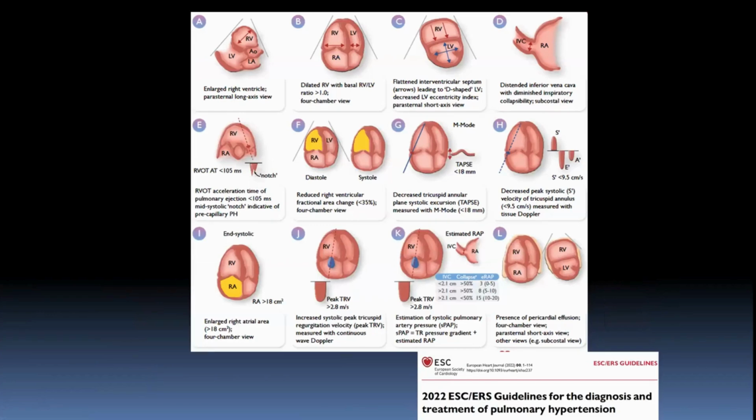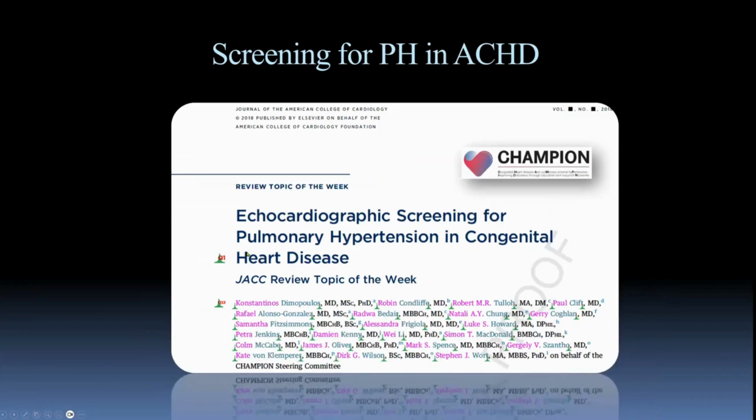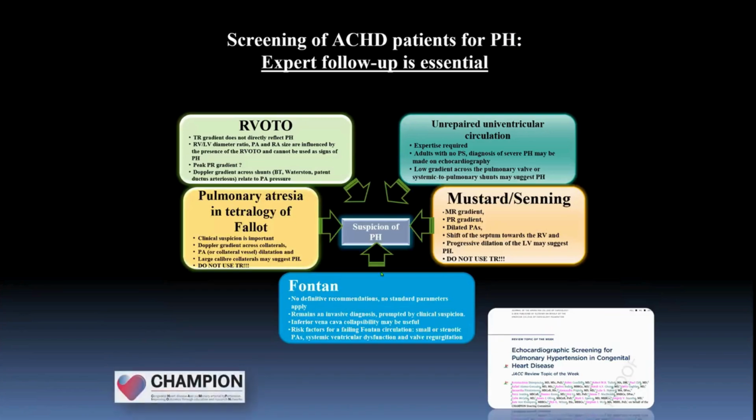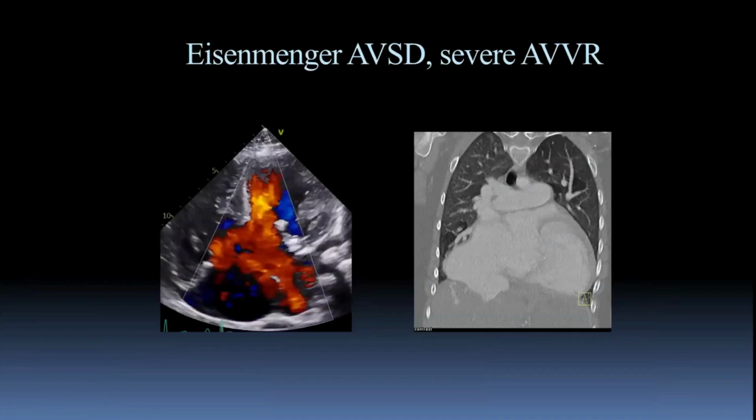But anyway, we need to be vigilant every time we scan all patients with repaired or even unrepaired congenital heart disease. We have clear recommendations on how to detect pulmonary hypertension, and we have written a paper many years ago now on how to identify PH in patients in whom these criteria that I showed you do not apply. For example, in patients with pulmonary atresia, with pulmonary stenosis, with univentricular circulation, and mastered systemic RVs and Fontans.